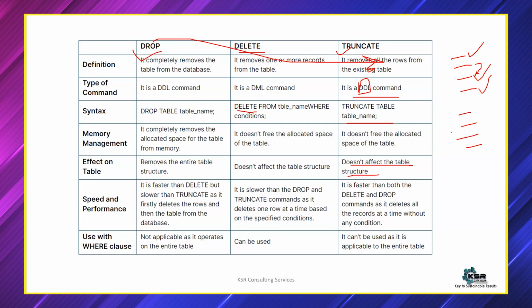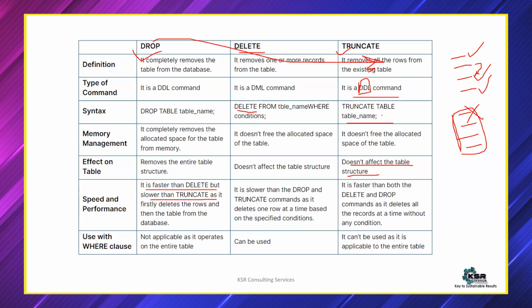Whereas drop will delete all the records and then it will drop the table also. This table also will be dropped. For that reason, it is slightly slower than truncate. Why? Because truncate is dropping the records, not the table structure. Drop is faster than delete, but slower than truncate.